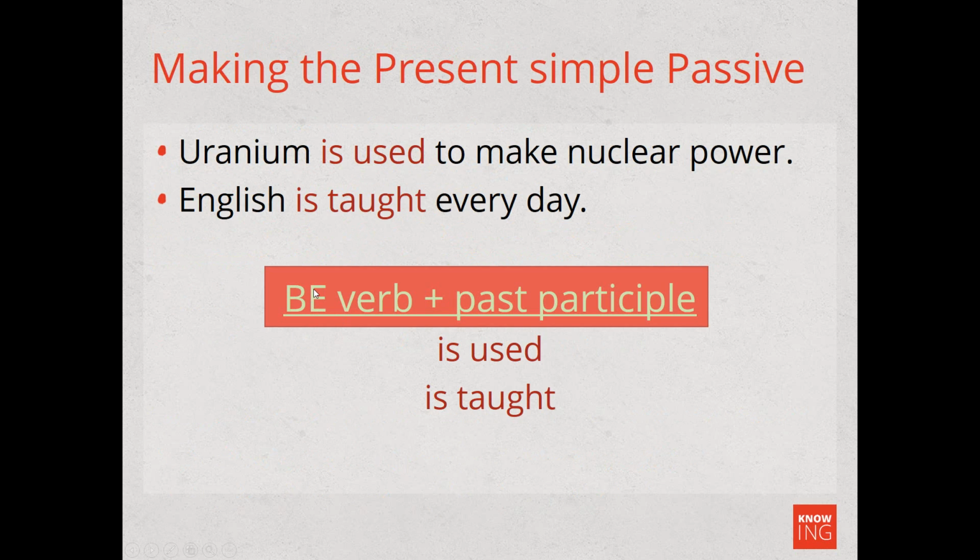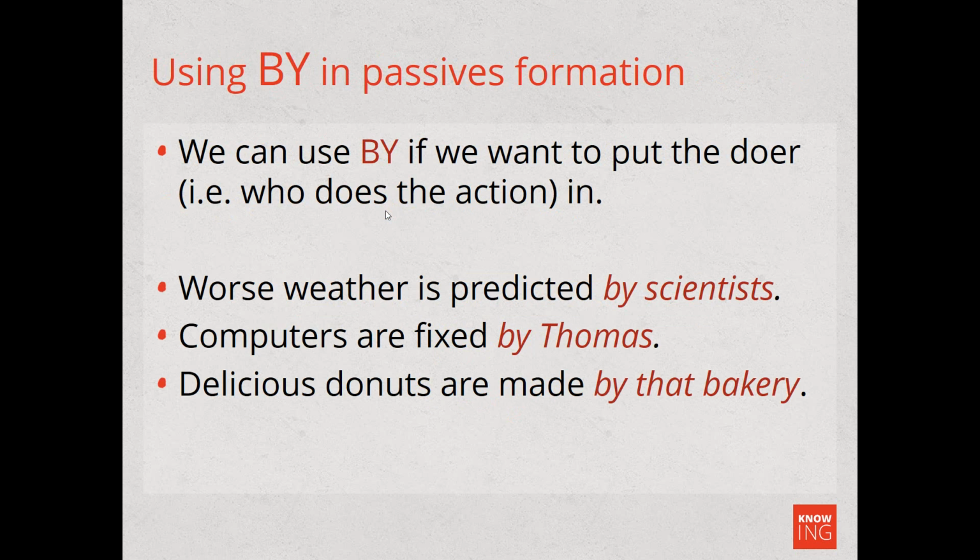We make it by using the be verb plus the past participle. Is used, is taught. For example, uranium is used to make nuclear power. We have the past participle here, and we have the verb to be. English is taught every day. For the past participle, we cannot say "teached," which some people use, but it is "taught." We are just focusing on the present simple.